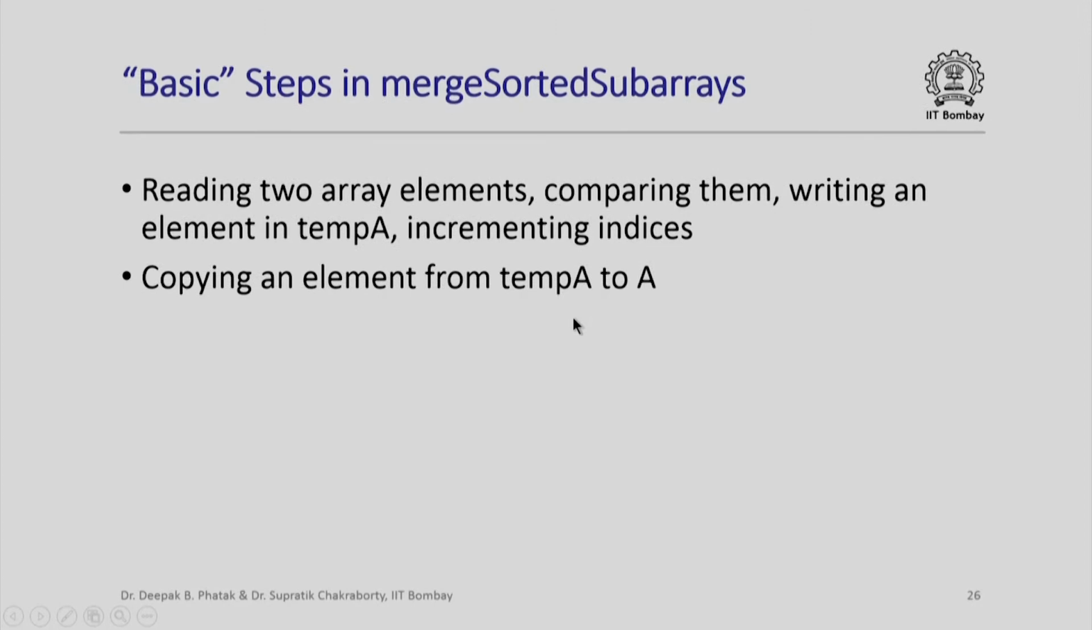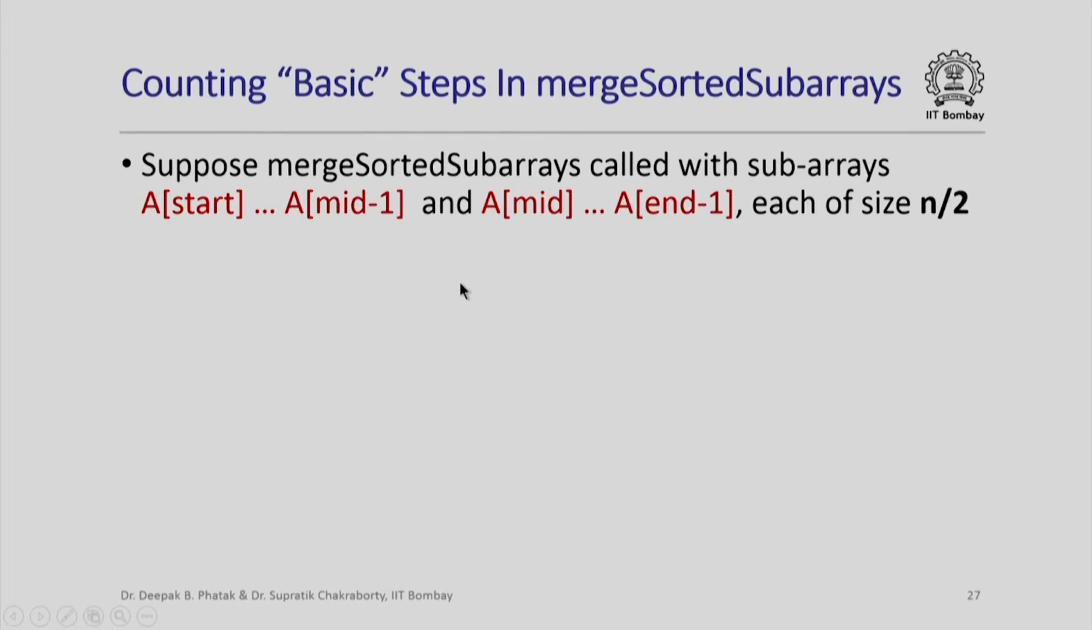So if you now think back about the basic steps that we required in merge sorted subarrays, this is the key function. We were basically required to read two array elements, compare them, write one of these elements in temp A and also increment the indices. So I can think of this as one basic step, and I also required to copy an element from temp A to A when I was copying the entire array from temp A back to A. So let us count how many basic steps would merge sorted subarrays require if I started off with two sorted subarrays, each of size n by 2.